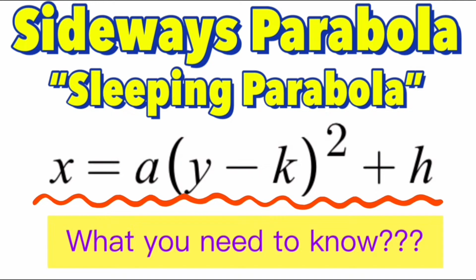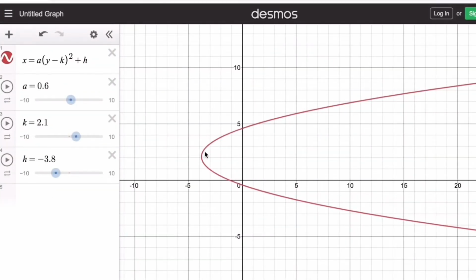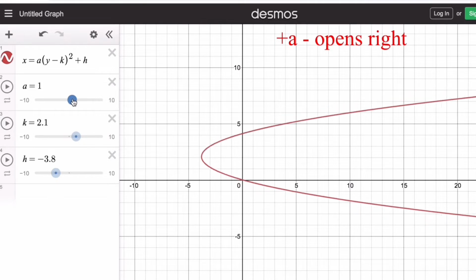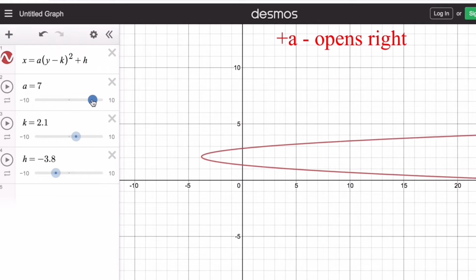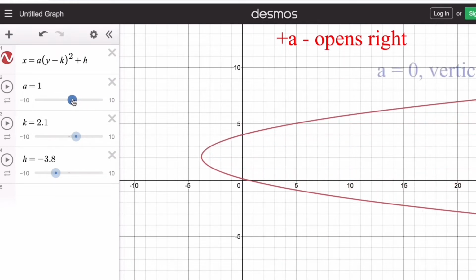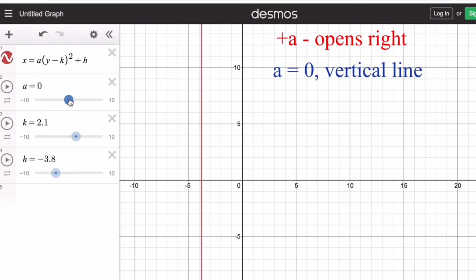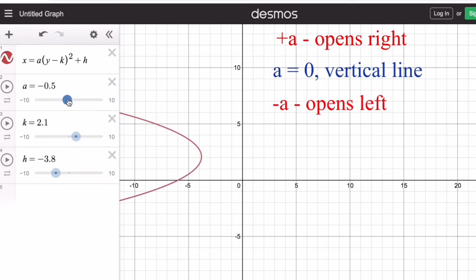Now let's look at the effects of the parameters a, h, and k to the graph. So this is the graph of a sideways parabola or sleeping parabola. We remember that if A is positive, the parabola opens to the right. As you can see, this graph opens to the right. Now, if A is 0, the graph is a vertical line. On the other hand, if A is negative, the graph opens to the left.